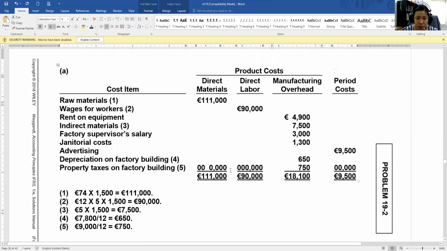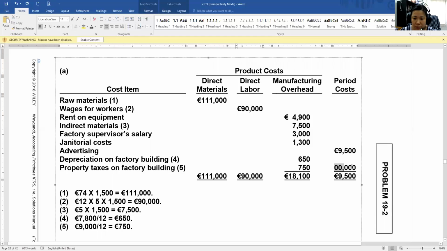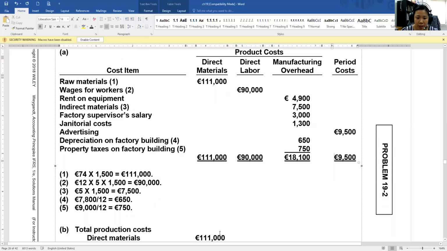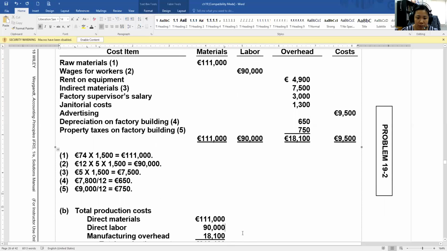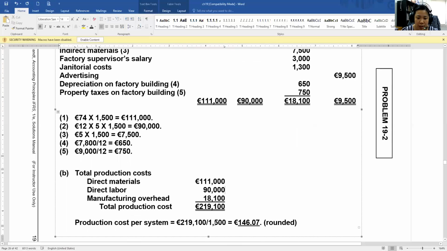Okay, and so you will total them all together. And this will give you the total direct material, total direct labor, and total manufacturing overhead. So this is for producing 1,500 units. To find out how much it costs to produce one unit, you will take the direct material, add direct labor and manufacturing overhead, and that will give you the total production cost. Divide by 1,500 units, and that will give you 146.07. Okay.